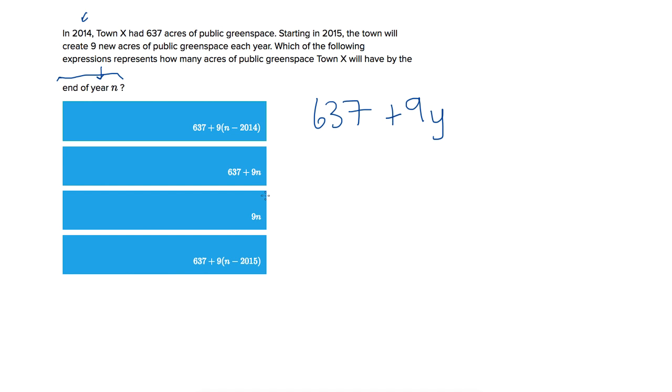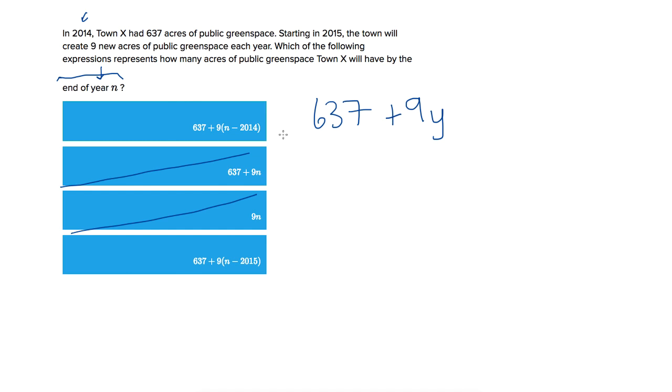Okay, this looks a lot like one of our answers here, 637 plus 9n. But remember, n is going to be a year. That's why I gave a different variable here. So this would tell us a number of acres. 637 plus 9y is going to equal a number of acres. So we're not actually able to choose this as our final answer choice. Similarly, we can rule out 9n because it doesn't take into account the 637.